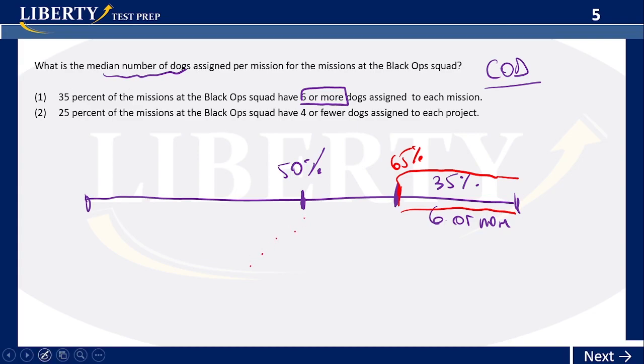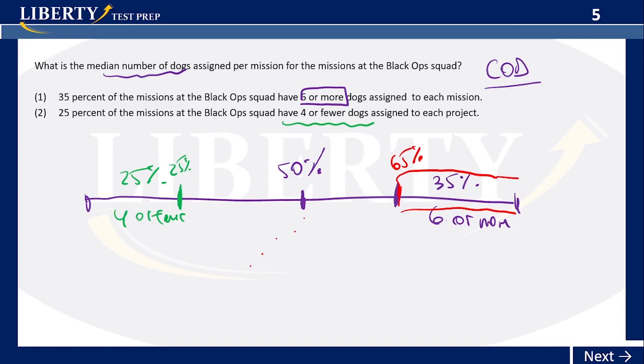Okay, number 2, let me choose green here. 25% of missions have 4 or fewer. So the bottom 25%, which is up to percentile 25, have 4 or fewer. If I ignore the first statement, then I know that the 50th percentile is greater than 4, but I don't know the exact number though. It could be 5, 6, 7, whatever.